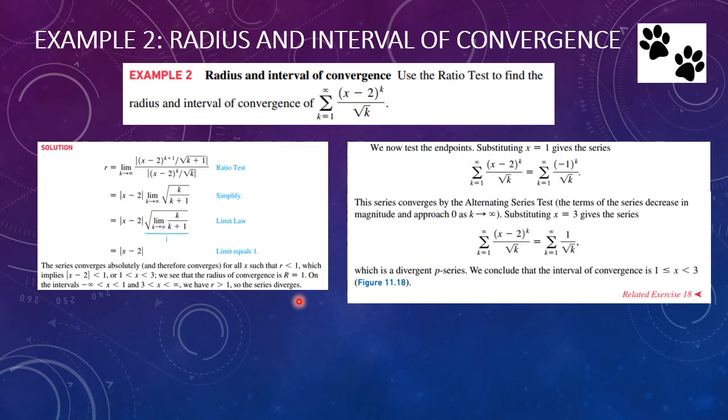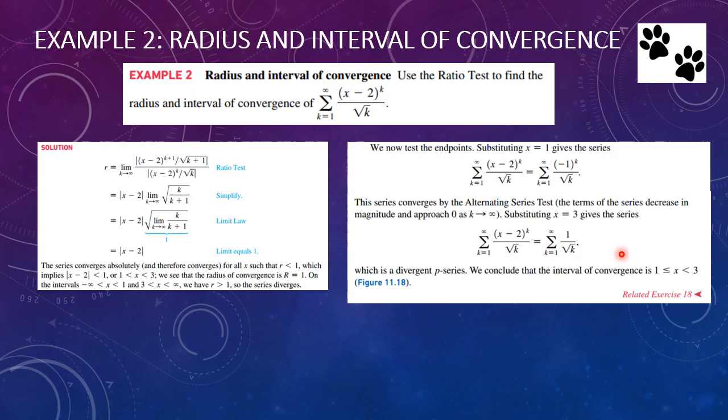If we test the endpoints, plugging in x equals 1, we get 1 minus 2, which is negative 1, to the k over the square root of k. This series converges by the alternating series test. The terms of the series decrease in magnitude and approach 0 as k goes to infinity. We can see that because the numerator is staying as positive or negative 1 and the denominator is getting larger, so the actual terms are getting smaller.